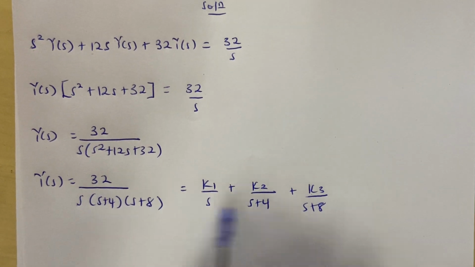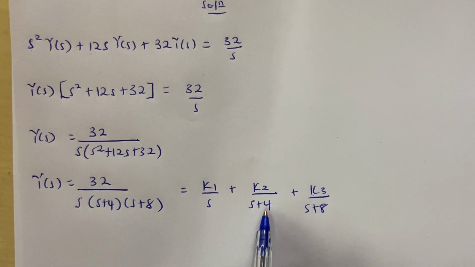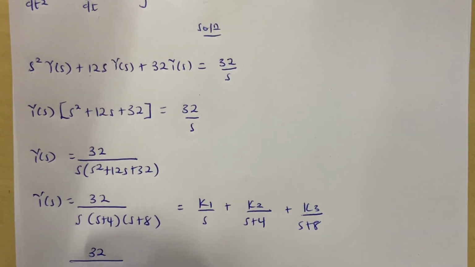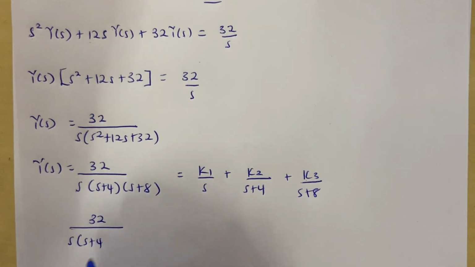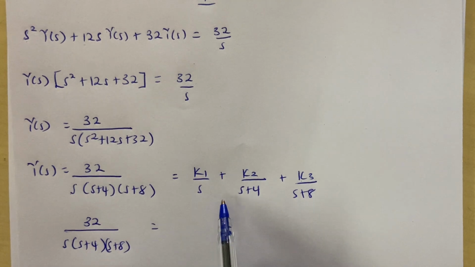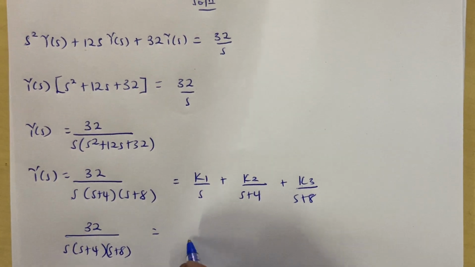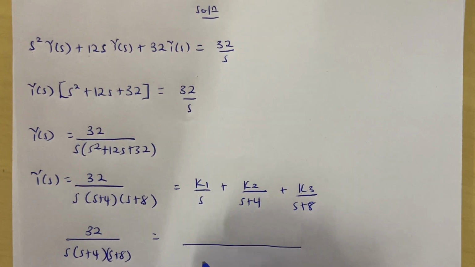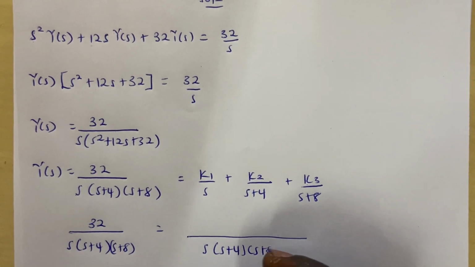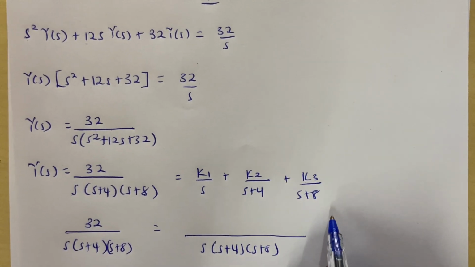When we equate this to this, we have to find an LCM and get a common denominator. So we are going to get 32 over s into bracket s plus 4, s plus 8, is equal to, finding a common denominator, s, s plus 4 and s plus 8, because we are just going to multiply all three of them, right?